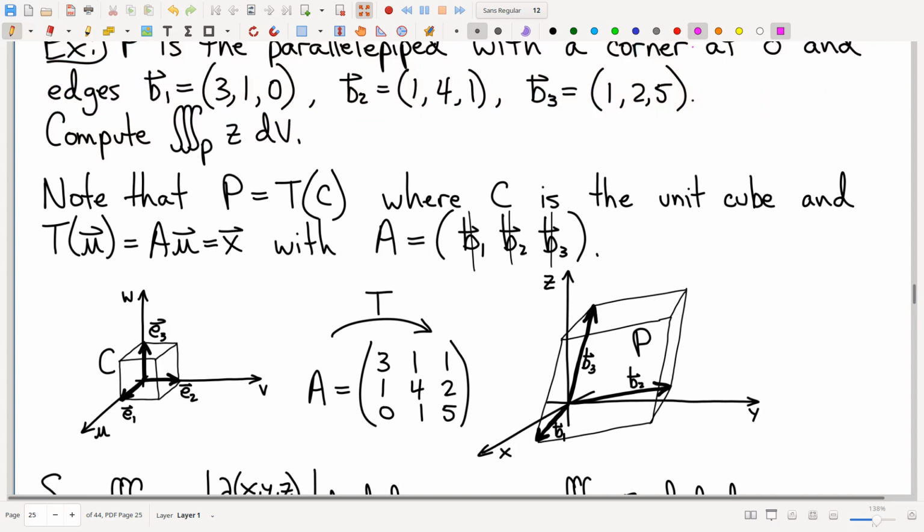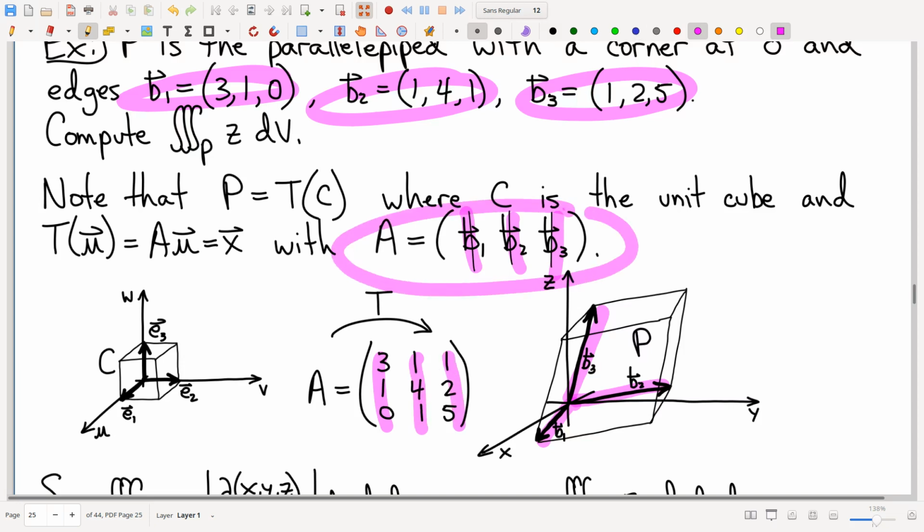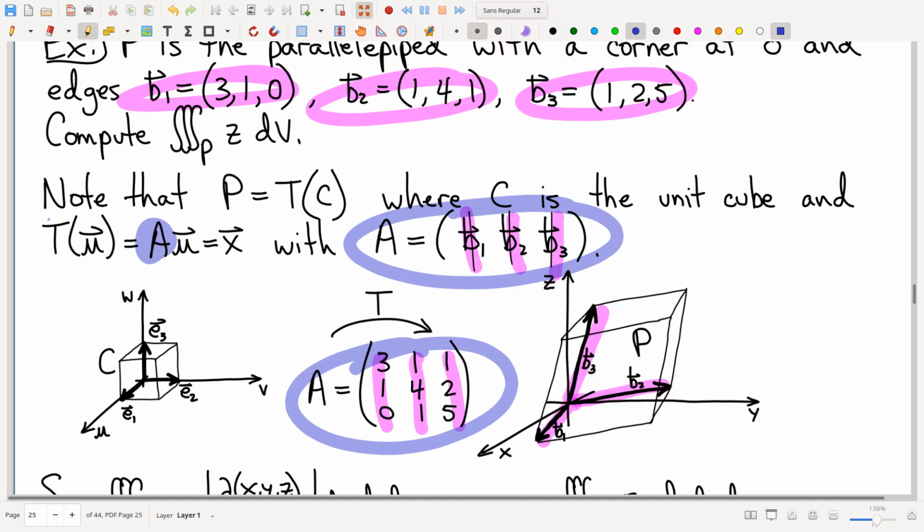The edge vectors. Hang on. Be in highlighter mode. Here we go. The edge vectors that define your parallelepiped that are given, make those the columns of your matrix. That matrix, then, you use to define a linear transformation. Use that as your change of variables function. That's, I claim, a wonderfully powerful, wonderfully effective choice.